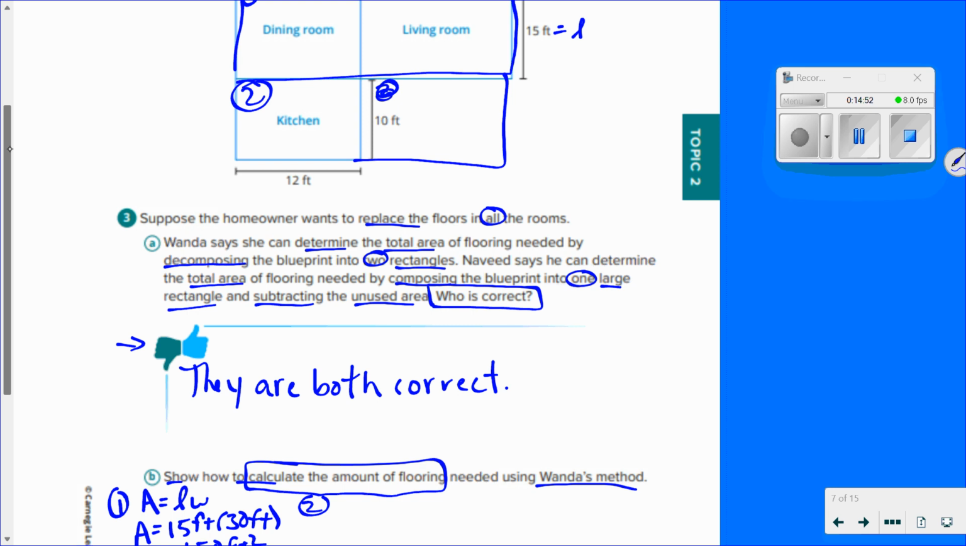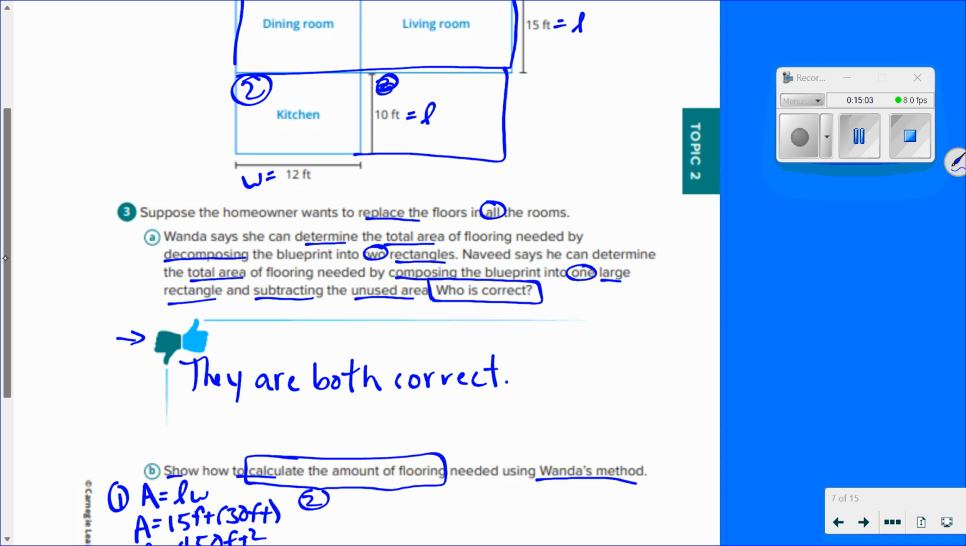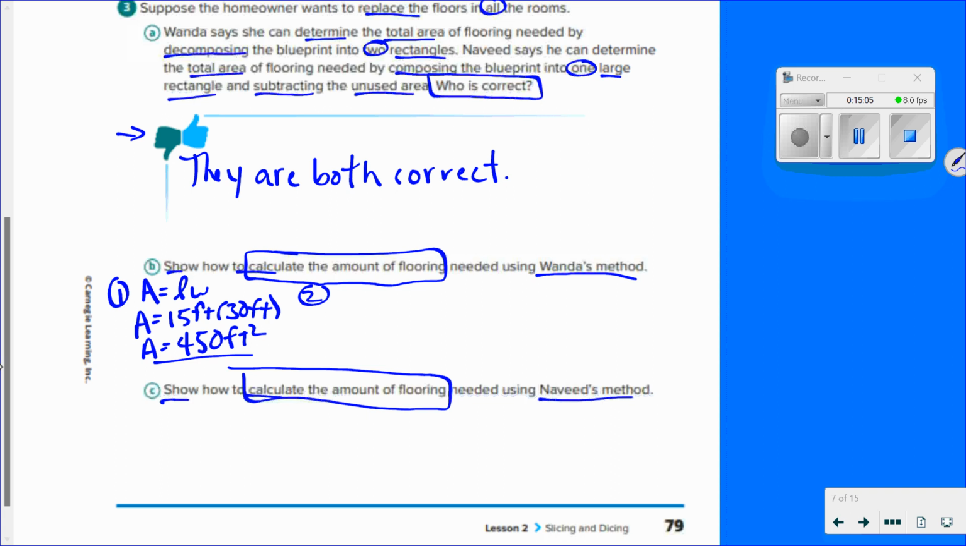Good. Is the length... She's saying 12 is the width. Again, I would have done it backwards, but as long as you correctly have the two labeled, you're good. So we say length of 10, start with our base formula, length times width. Area equals 10 feet times 12 feet, right? 120 square feet.